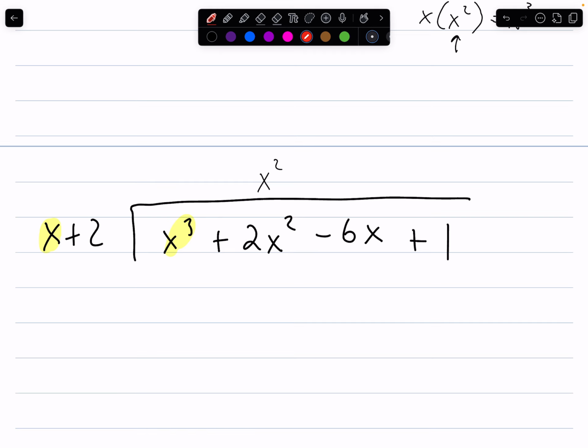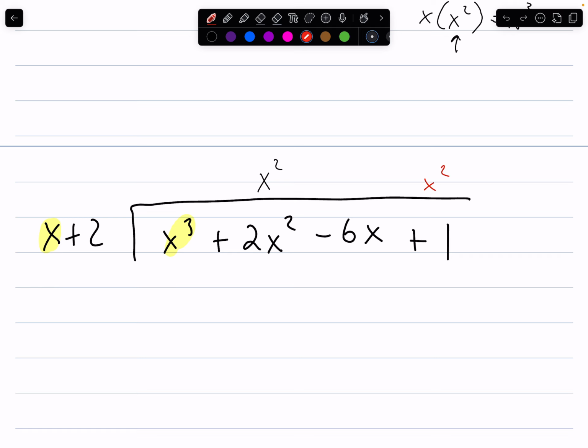So first, I find x times what gives me x cubed? Okay, it's x squared. Now that I got x squared, I'm going to take this x squared and multiply it back to both of these terms. Notice how in the first step, all I did was take the first term and see what it multiplied to equal the x cubed. And that's how I got this x squared.